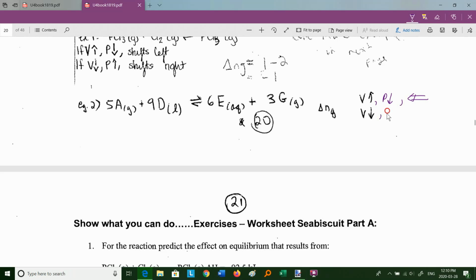Volume goes down, pressure goes up, and I'm going to shift to the right because I'll go from 5 gas mole coefficients to 3. Okay, I don't know why it said that thing there. Scribble that out, that shouldn't be there.